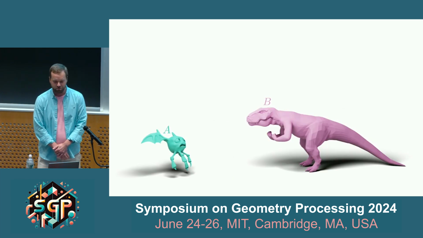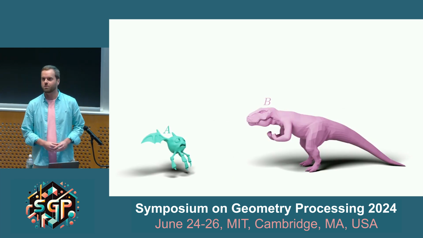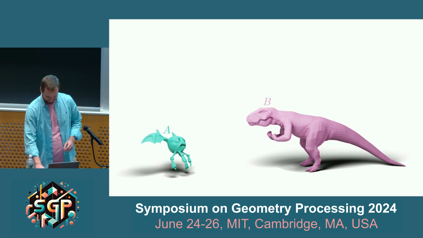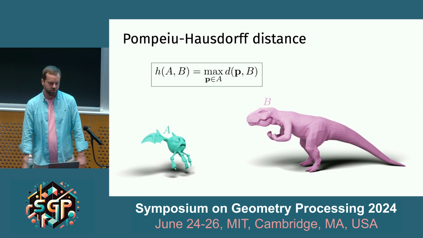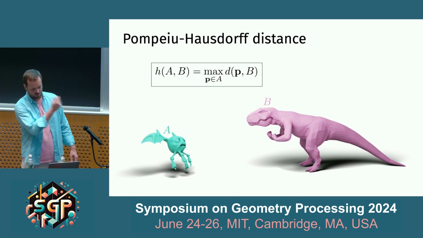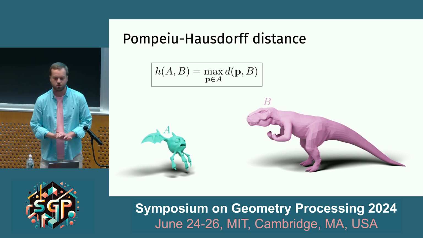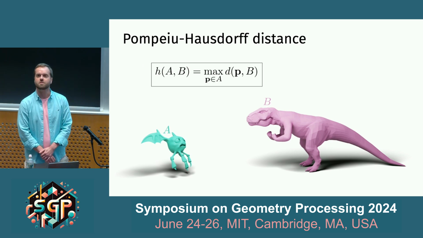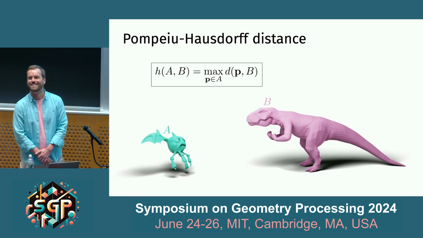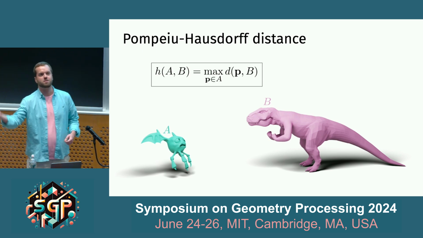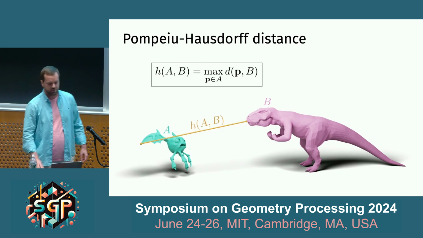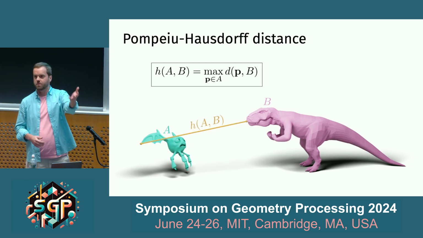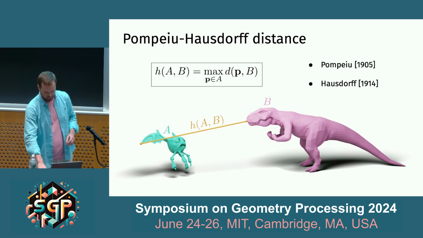Let A be this green flying animal who faces a pink boxing T-Rex. The Pompeiu-Hausdorff distance from A to B is the maximum distance from all points on A to the set B. Any ideas of what is the Pompeiu-Hausdorff distance in this case? Well, visually, I mean, not the number. The maximum distance from A to B. It's this distance from the tip of the wing to the mouth of the T-Rex.